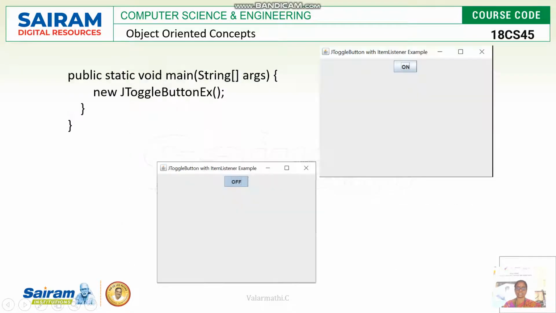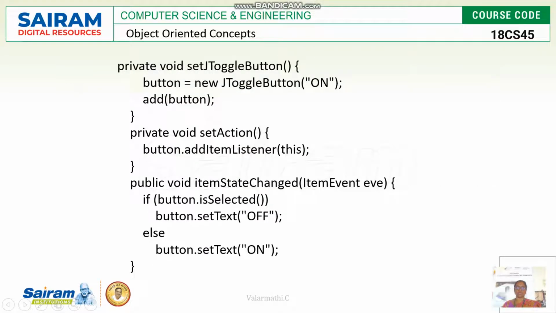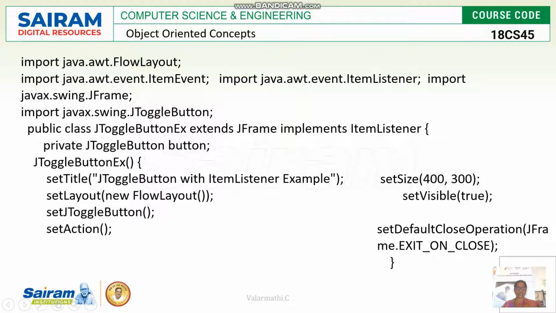This is my expected desired output. See here, when I'm clicking this toggle button, it should show on. When I am not using it, it should show off. This is the desired output. Now for that I have written the constructor. The title of this frame is JToggleButton with ItemListener example. The layout is new FlowLayout, and setJToggleButton is the method which will enable the toggle button, and the action is set, and the size of the frame is 400 and 300. It will be made visible.